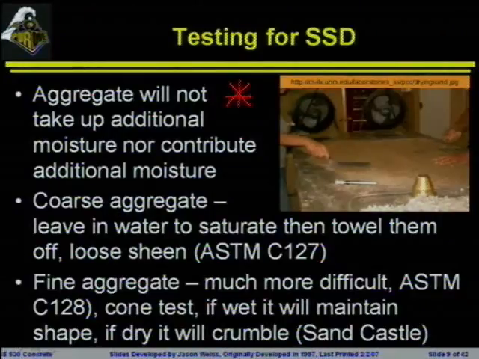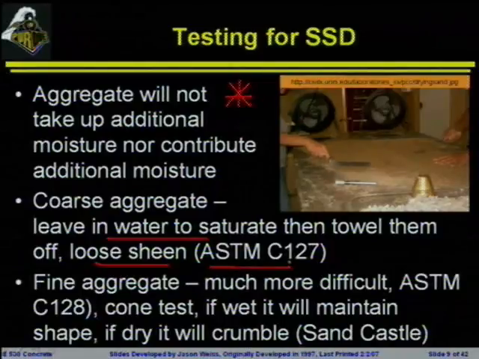For coarse aggregate, we would simply leave the aggregate in water for a certain period of time. It would saturate. We would then towel dry these, and once they lose their sheen, we know that they're dry on their surface, and we would be able to calculate the moisture content of those aggregates. And this is the easier one. This is pretty well spelled out in ASTM C127. It's a pretty easy standard to follow. Most people don't complain about this particular standard. Occasionally there are some comments about how much you towel dry it, or when the sheen is actually lost, but this isn't the one that really causes the big issues.